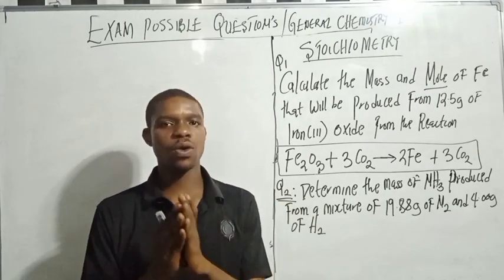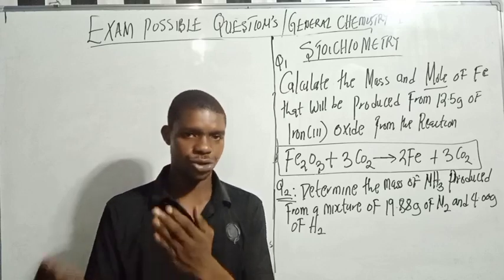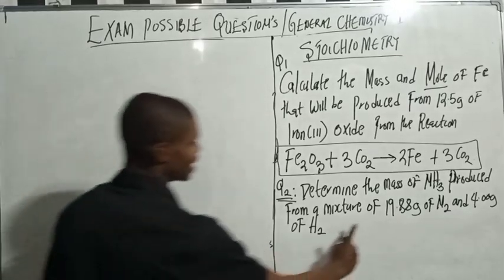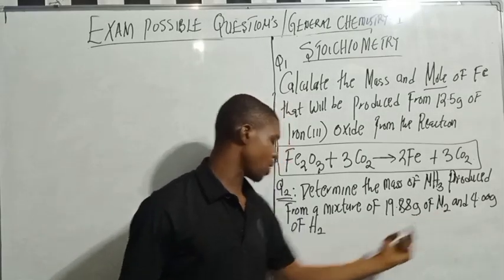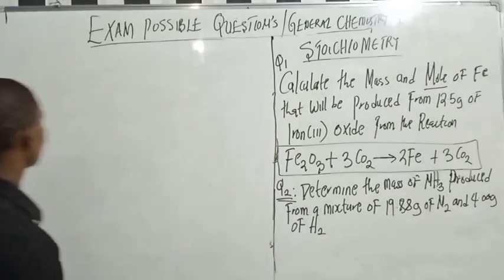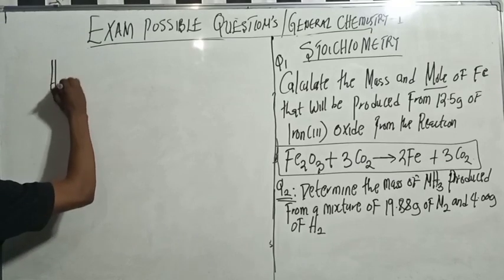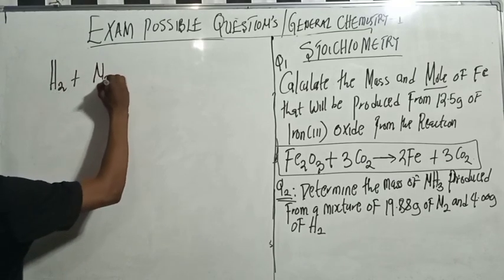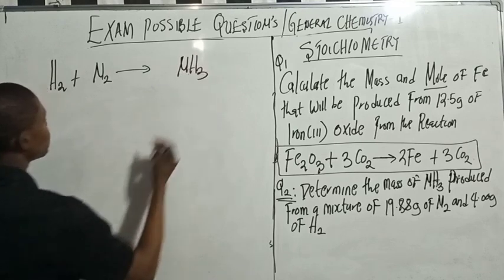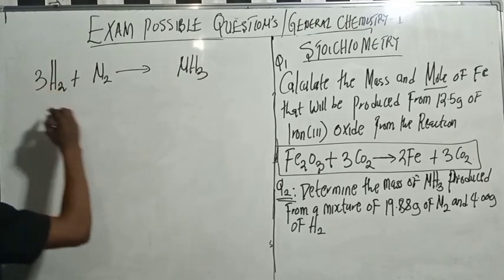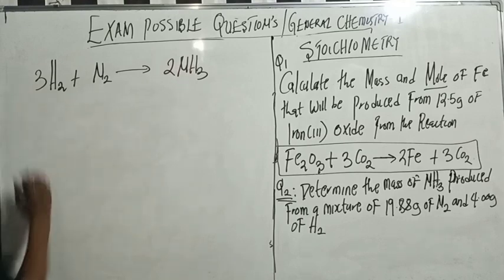So you really want to pay close attention to what I'm about to explain to you. The first thing to do is get a balanced chemical equation between N2 and H2 to produce ammonia. So you have H2 plus N2 give us NH3. The next thing to do is to write out the balanced chemical equation.